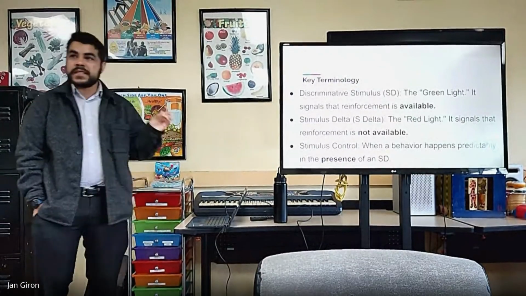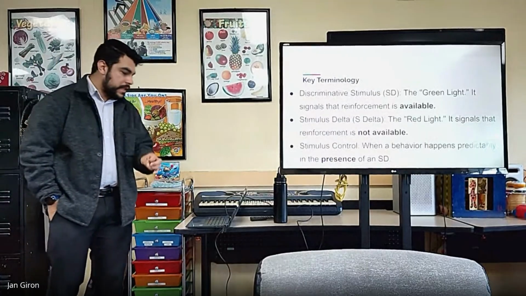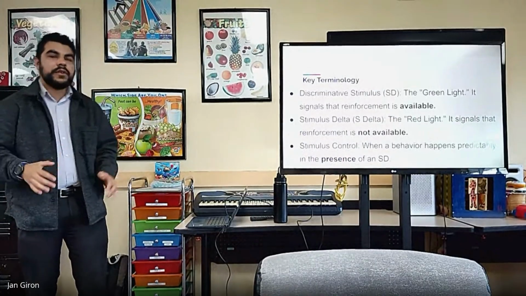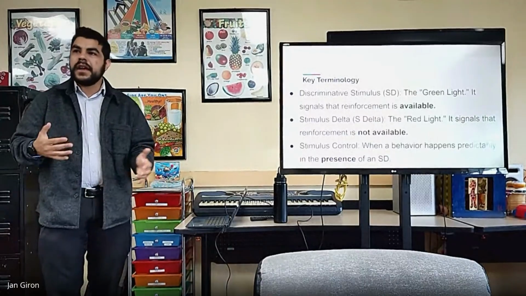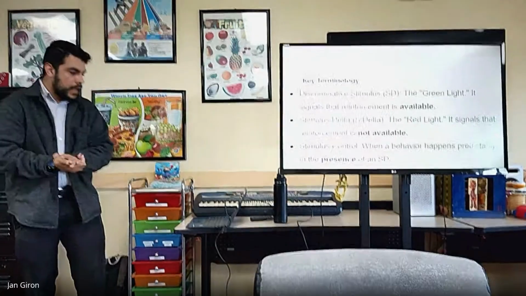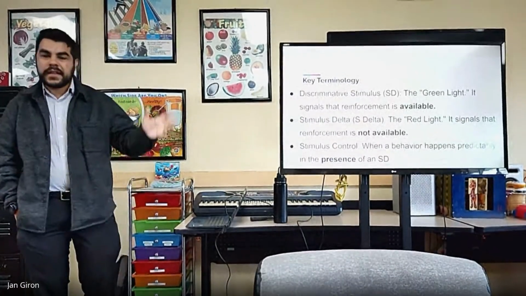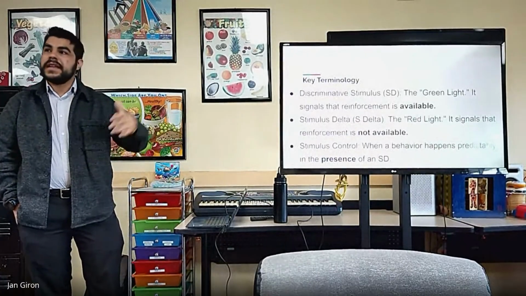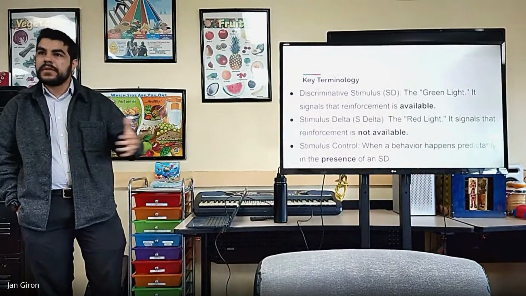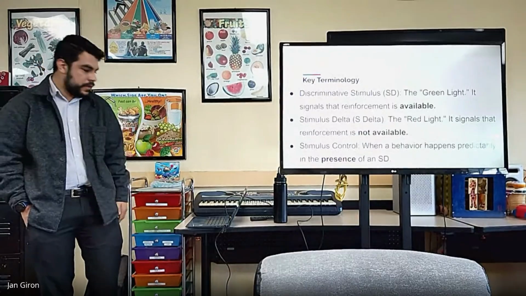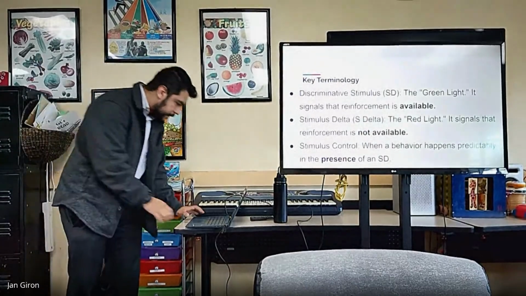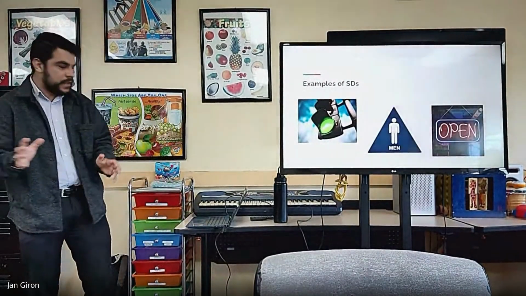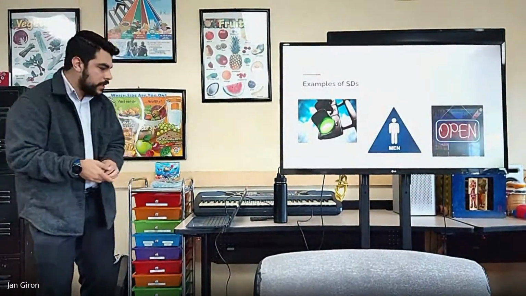Conversely, the stimulus delta is something that signals that reinforcement is not available. It's something that tells you, oh, if I respond in this way, then I won't get my reinforcement. And stimulus control is just the idea that behavior comes under the control of certain SDs or S deltas when reinforcement is either available or unavailable. So let's take a look at a few classic examples, and then we can apply it more to our setting.